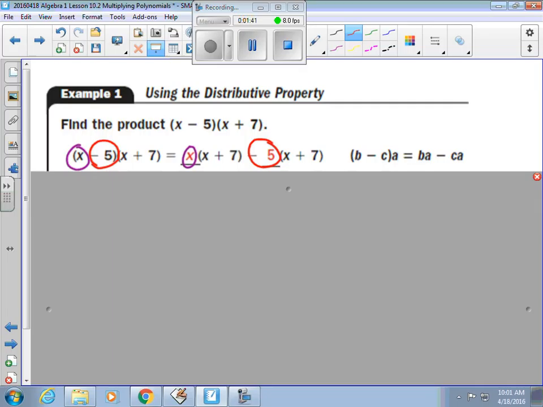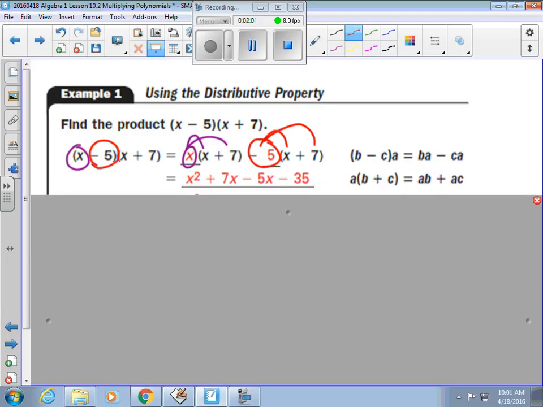If the number outside of the parentheses comes after it, you do the exact same thing. So x multiplies times x to get x squared, and times 7 to get 7x. Negative 5 multiplies by x to get negative 5x, and times 7 to get negative 35. So we have x squared plus 7x minus 5x minus 35.